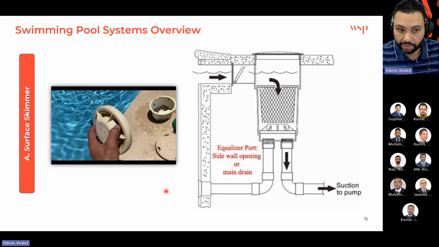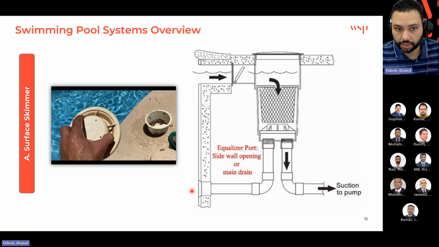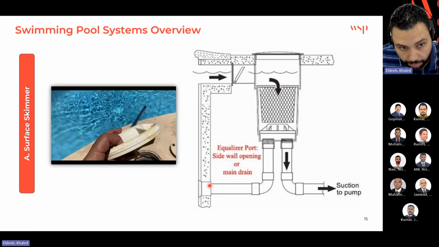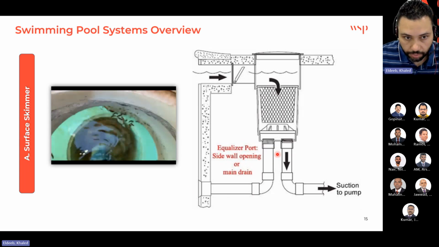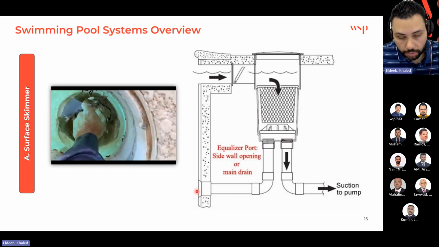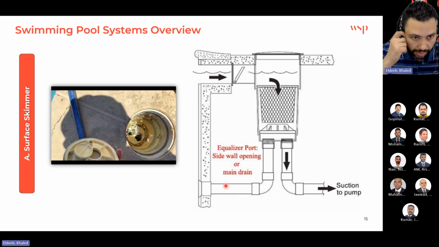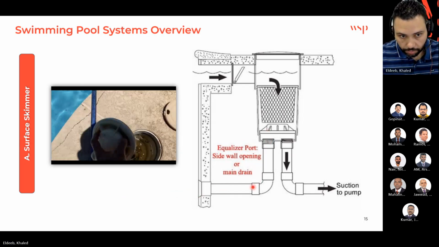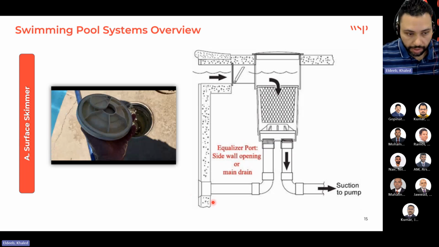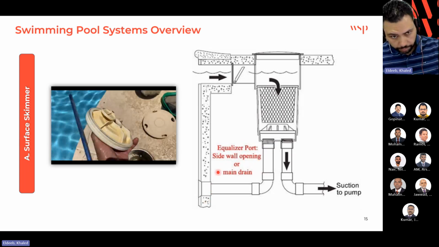Here we are at a safe level because the water definitely covers this portion. We need to remember this connection. You can call it safety or balancing or equalizer, whatever. This one will be used also in the vacuum, which I'm going to discuss in the upcoming slide. So this one would be used for vacuuming, and I need you to remember this.